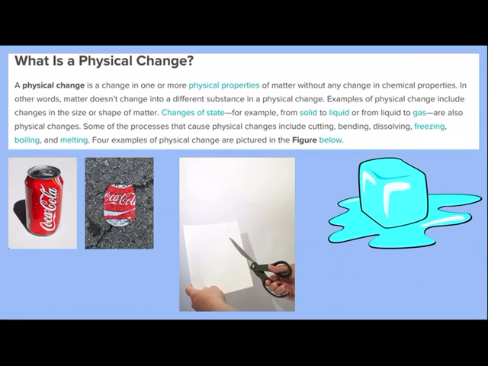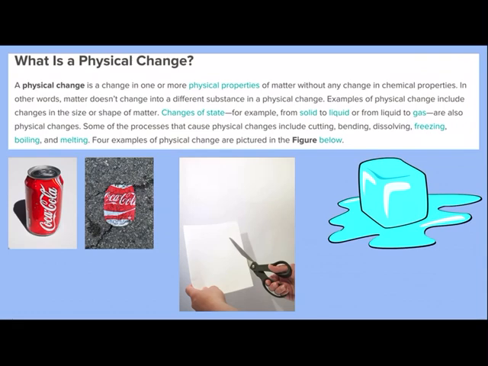Same way if I have a piece of paper and I cut it. Well, I can cut it into a bazillion pieces if I wanted to, but it's still paper. It hasn't changed into something else. I didn't burn it. It's not ash. It's just paper. And then lastly, on the far right there is just an ice cube.